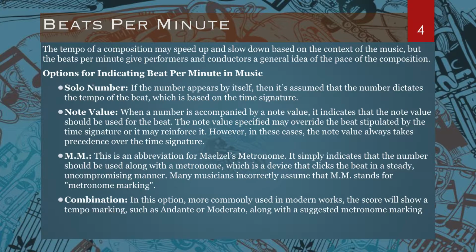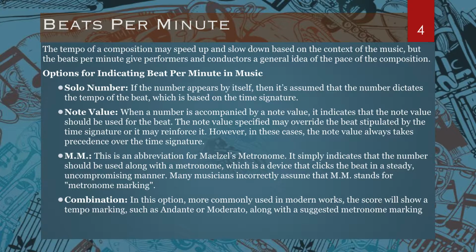So MM, this is an abbreviation for Melzel's metronome. It simply indicates that the number should be used along with a metronome, which is a device that clicks the beat in a steady, uncompromising manner. The beat should never change with a metronome. Many musicians incorrectly assume that the MM stands for metronome marking. And while through history it sort of has become another way to interpret MM, the original interpretation of this MM marking was Melzel's metronome.